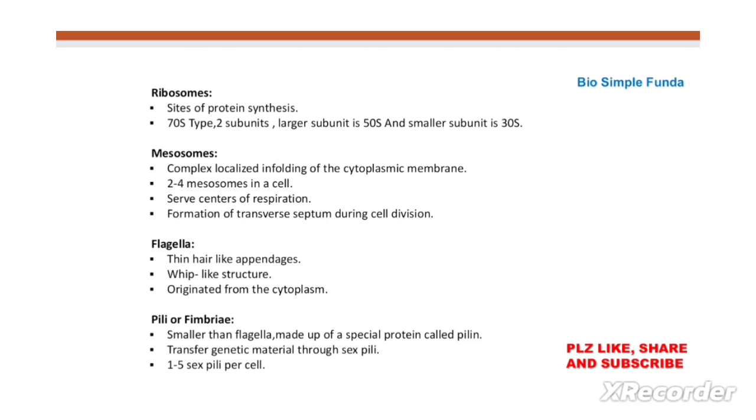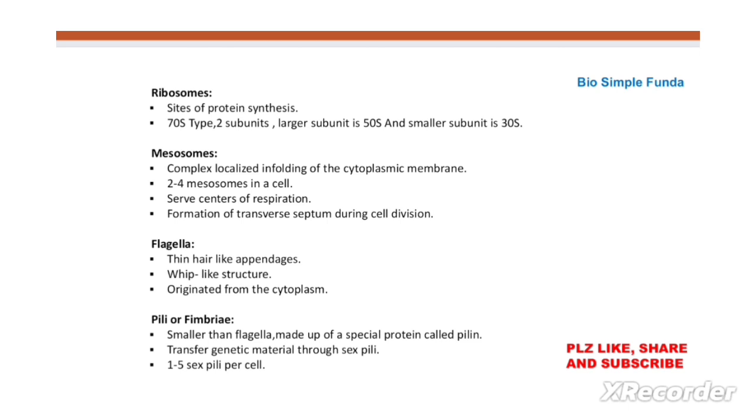Mesosome. The complex localized infoldings of the cytoplasmic membrane are called mesosomes. 2 to 4 mesosomes are present in a cell. They lack certain enzymes like ATPase, dehydrogenase and cytochrome. It is not the site of respiration, but it is suggested that it helps in respiration. But the main function of the mesosome is the formation of the transverse septum during cell division.